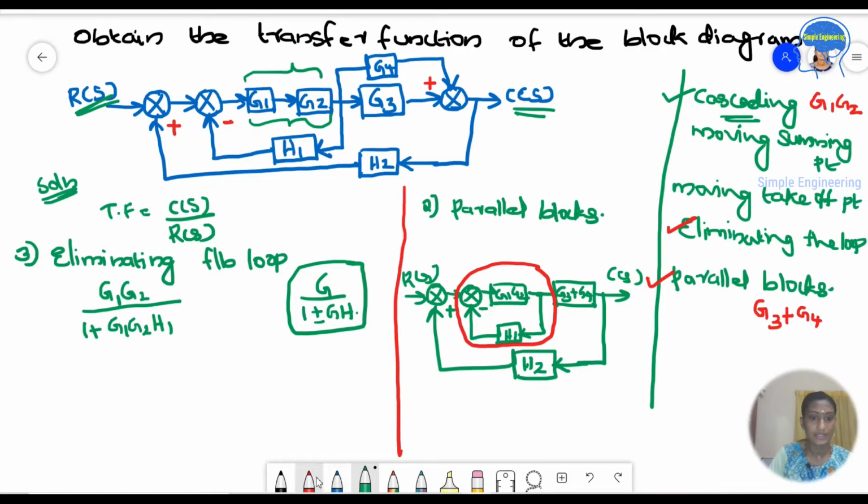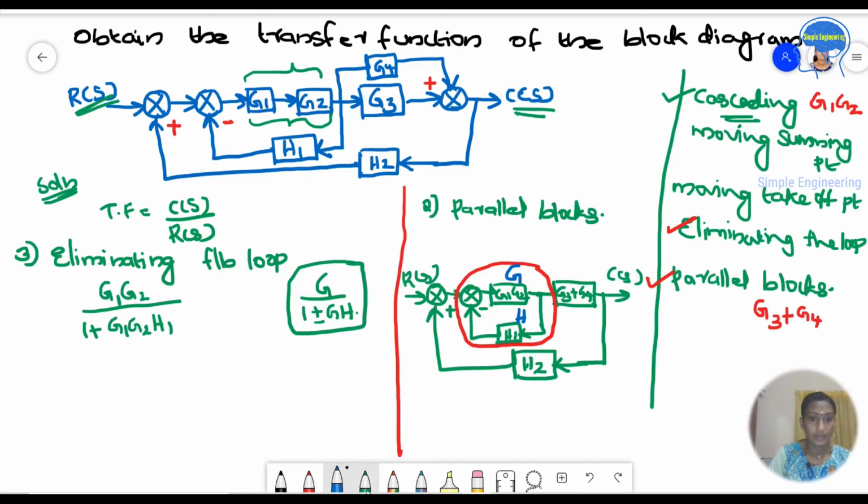When you consider this, this is your G part and this is your H part. So G by 1 plus GH. G is your G1 G2 by 1 plus GH. Again G is your G1 G2, and H is replaced as H1. So this you have to replace.